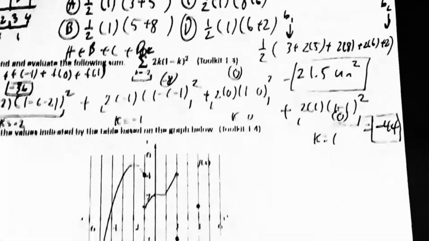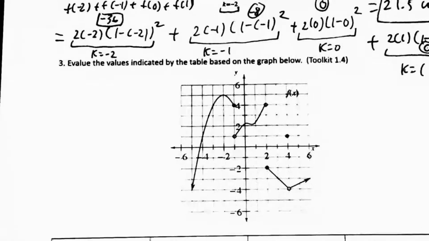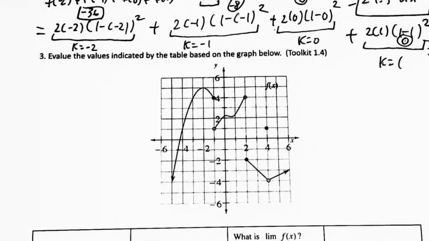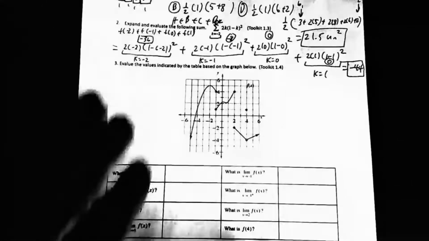Okay. Next one. 3. Evaluate the values indicated in the table based on the graph below. This is from Toolkit 1.4. I think we're getting pretty good at these. So let me move this down a bit.